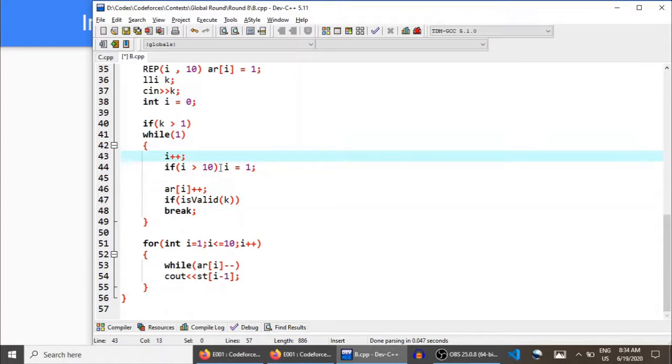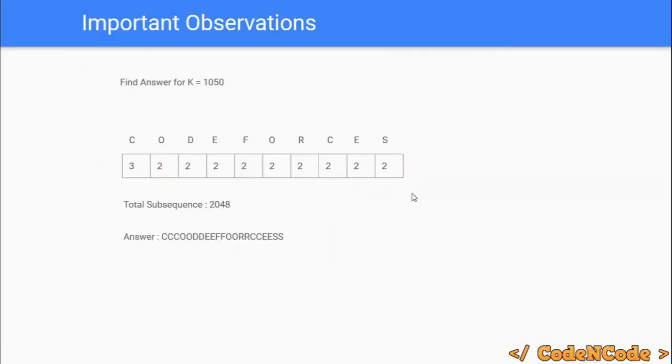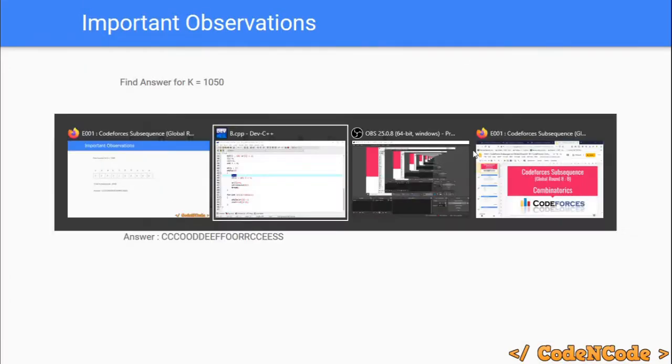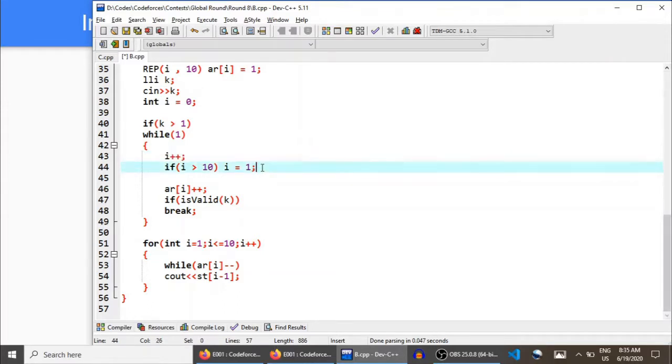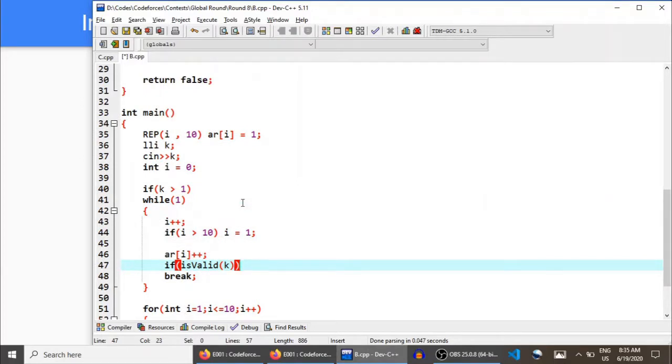If I becomes greater than 10, because I'm each time incrementing I, so when I was 10 and you incremented, I would be 11. In that case, of course, you need to reset I to be 1. So this is that condition. So incrementing the ith character and then checking whether the total number of subsequences is greater than or equal to k or not. So the isValid function will verify that.